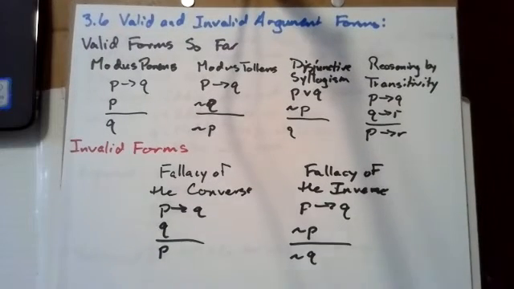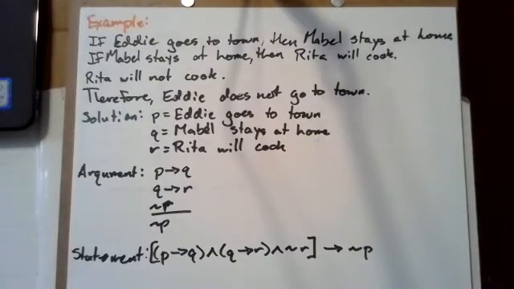Now we're going to look at putting some of these together. So let's say Eddie goes to town, and if Eddie goes to town, then Mabel stays at home. If Mabel stays at home, then Rita will cook. Rita will not cook, therefore Eddie does not go to town.